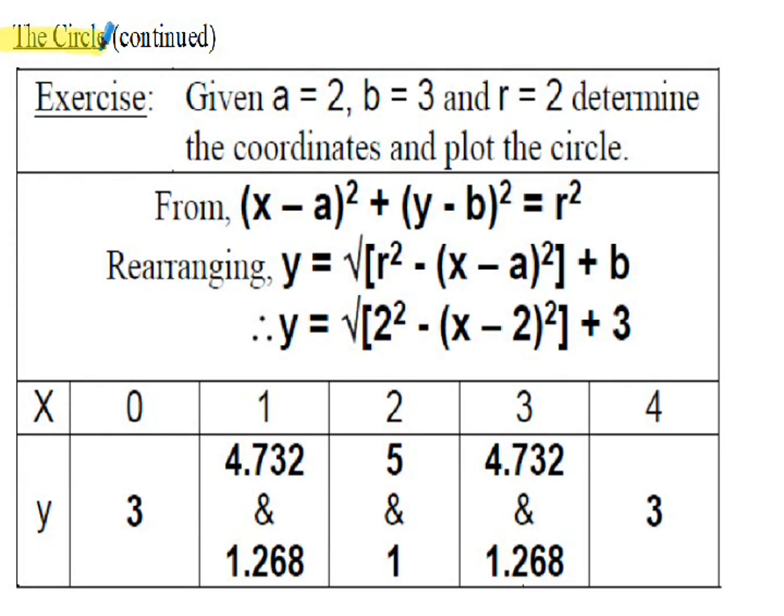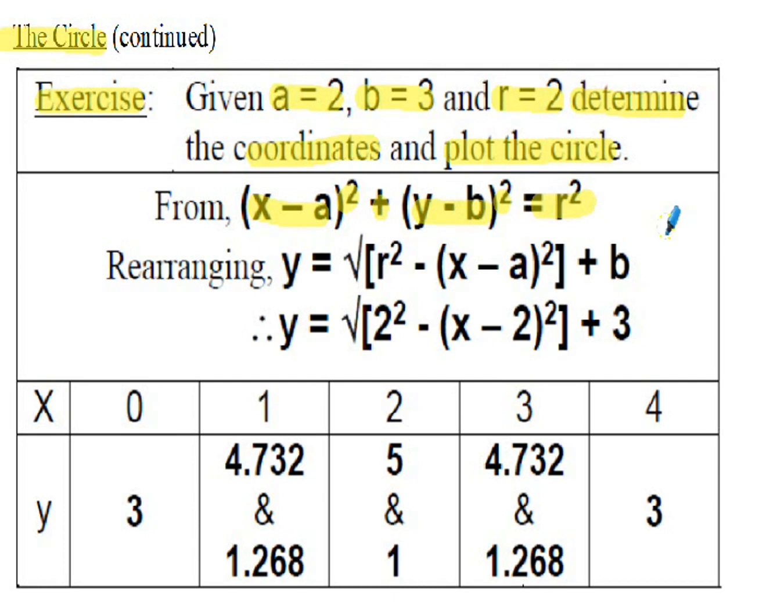The circle continued. Reviewing the exercise here, we were given that a is equal to 2, b is equal to 3, and r is equal to 2. We're asked to determine the coordinates using the generic equation for the circle and then plot the circle. So from the generic equation for a circle of (x minus a) all squared plus (y minus b) all squared is equal to r squared, we have to rearrange for y.